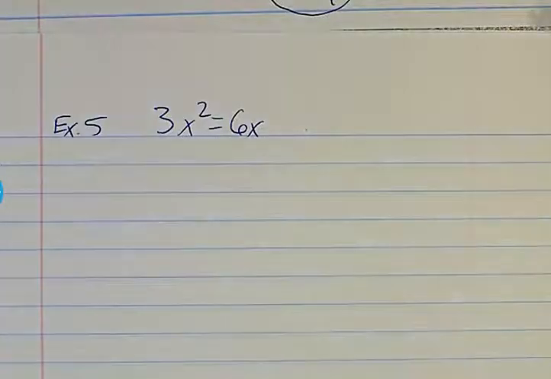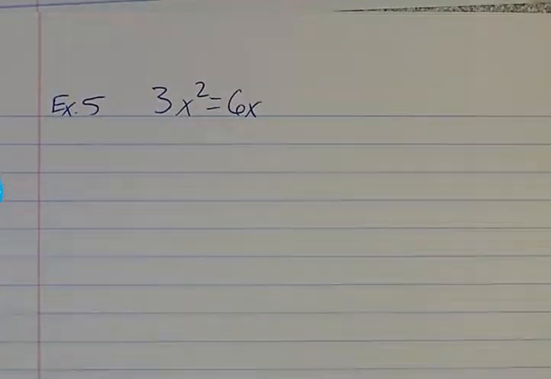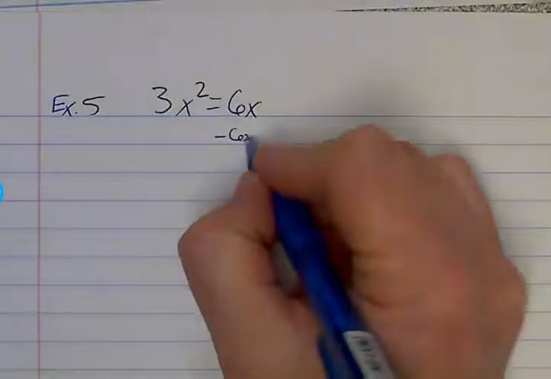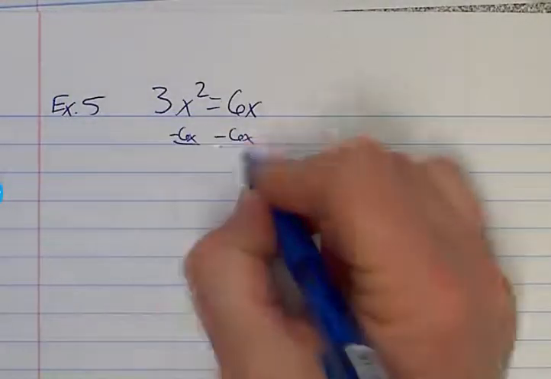Okay, so 3x squared equals 6x for the next problem. Okay, in every one of these problems, same thing. If it doesn't equal 0, you've got to get it so it does equal 0. So for this one, let's move this 6x over here to the left.